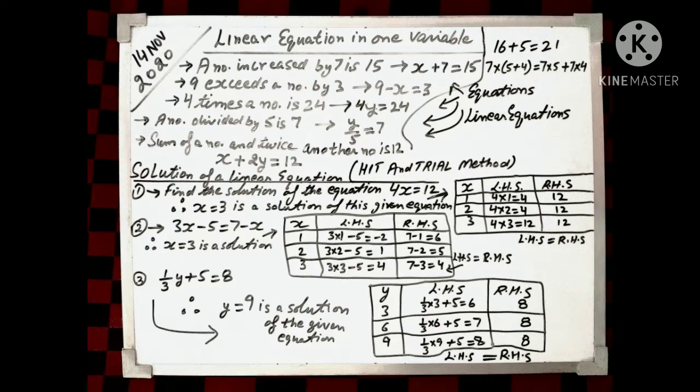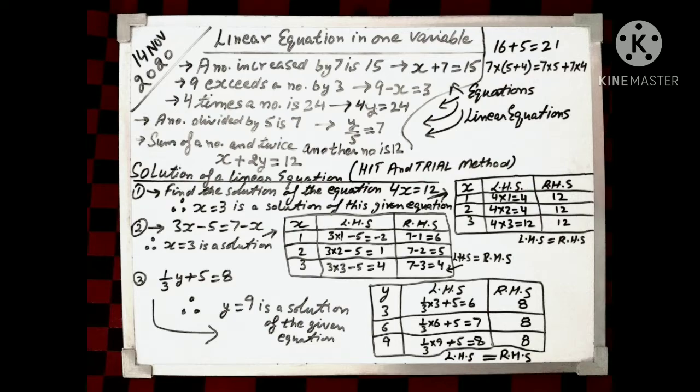See the next question. 3x minus 5 is equal to 7 minus x. So again we will make the table and we will try to solve the LHS and the RHS separately. x = 1 will give us LHS is equal to 3 into 1 minus 5, that is minus 2. And RHS is equal to 7 minus 1 is equal to 6. Right? But these are not equal. If we put x = 2, then LHS is equal to 3 into 2 minus 5, that is equal to 1. And RHS is equal to 7 minus 2 is equal to 5, which is again not equal.